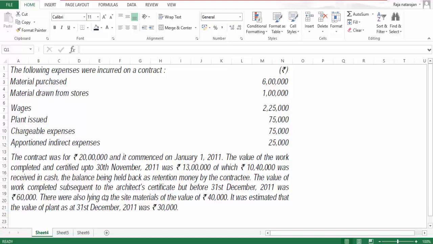The value of work completed subsequent to the architect's certificate but before 31st December was 60,000. There were also materials lying on the site of the value 40,000. The estimated value of the plant as at 31st December was 30,000. Now with this information, we have to prepare the contract account.